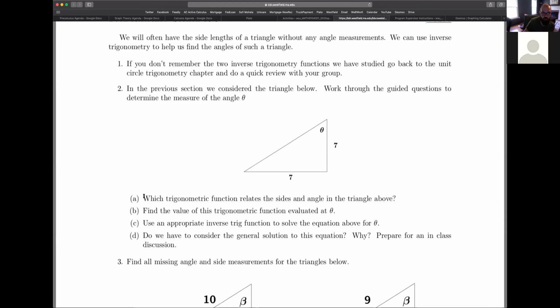The first question I ask is, if I look at this triangle and this angle right here, which function can I use? Can I use sine, cosine, or tangent to come up with a relationship between theta, 7, and 7? Tangent. Yeah, so this is tangent. We're going to set up an equation, and then think about how to use functions to solve that equation. Let's jump back over to our blackboard.